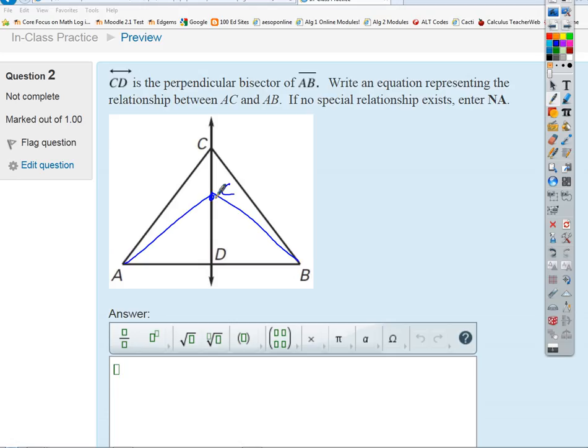But AC changed, didn't it? But AB stayed the same. So they can't be related. If they were related, they both would have had to change by the same amount, right? Does that make sense? It's NA. Okay?